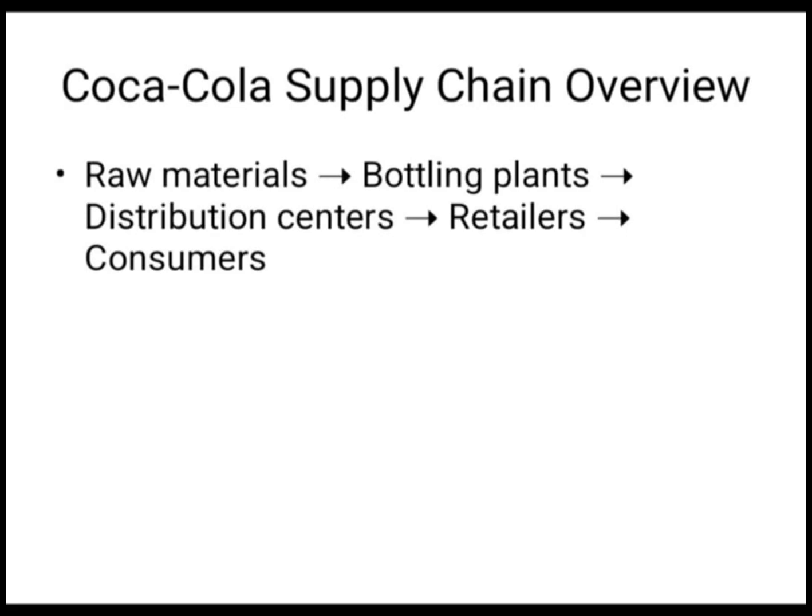Warehouse. Once the drinks are bottled, they are moved to large storage facilities called distribution centers, and they are organized, packed, and sent out to the retailers. As I said before, after the product is packed, it is distributed to the retailers. So the next is retailers. These are stores, restaurants, and vending machines where customers buy Coca-Cola products.